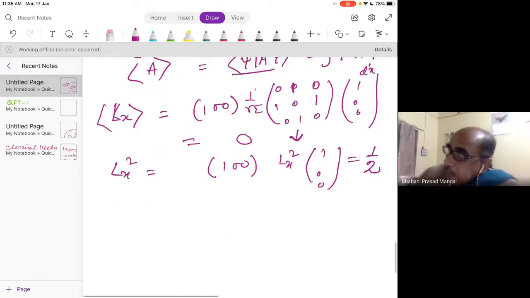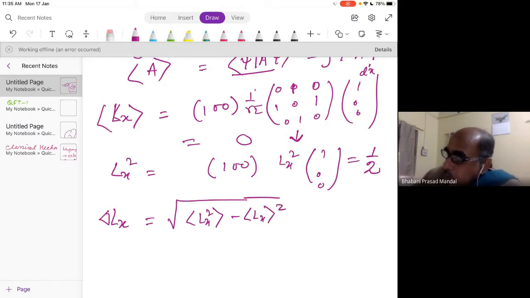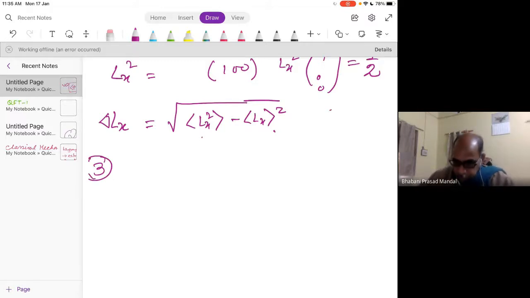And delta Lx, which I have not mentioned yet, but you are familiar with delta x, is the square root of Lx square minus Lx expectation square. So you know these values, so you can calculate this. That is the second part of this question. Now, the most important part is the third part. Let me tell you what the question is.